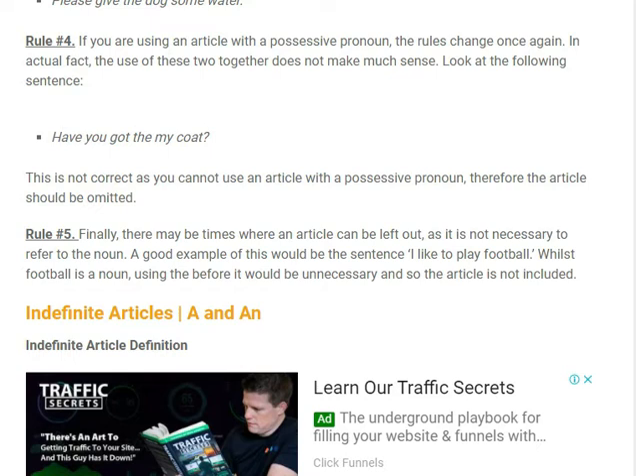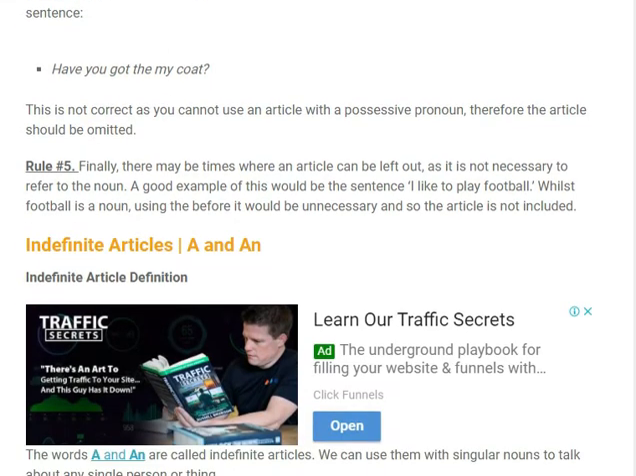And rule number 5, the last one. Finally, there may be times when an article can be left out, as it is not necessary to refer to the noun. A good example of this would be the sentence, I like to play football. Whilst football is a noun, using the before it would be unnecessary, and so the article is not included.